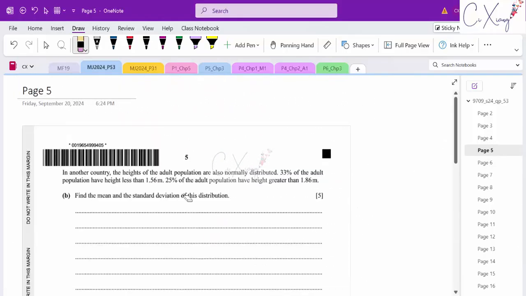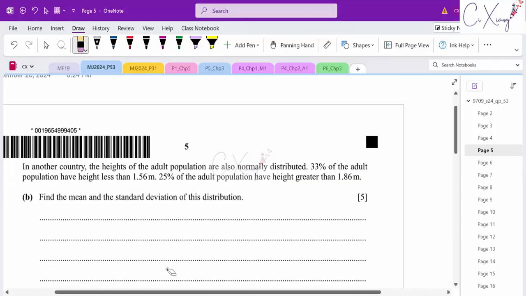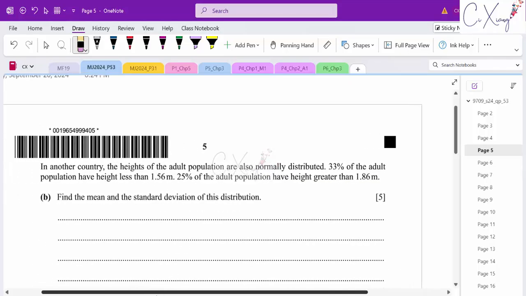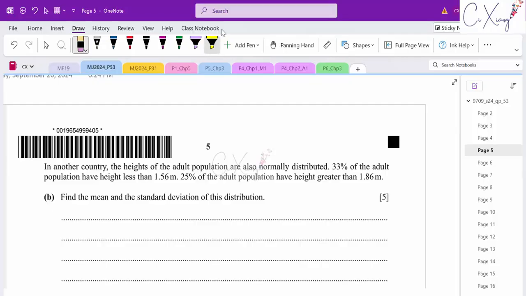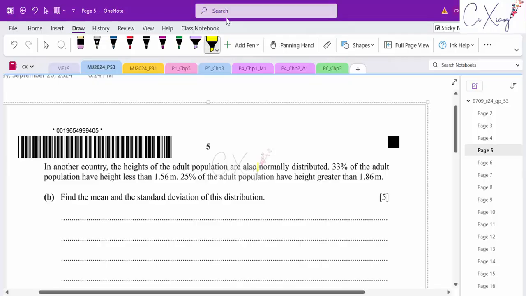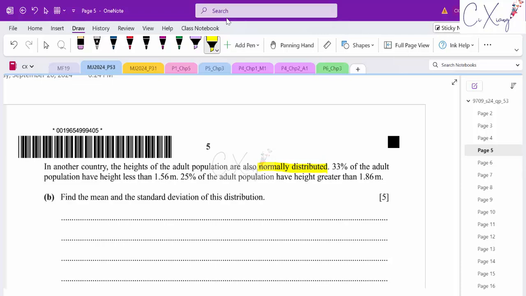Part B. In another country, the height of the adult population is also normally distributed. Again, highlight the keywords. 33% of the adults have height less than 1.56, and 25% have height more than 1.86. They want us to find the mean and standard deviation of this distribution.